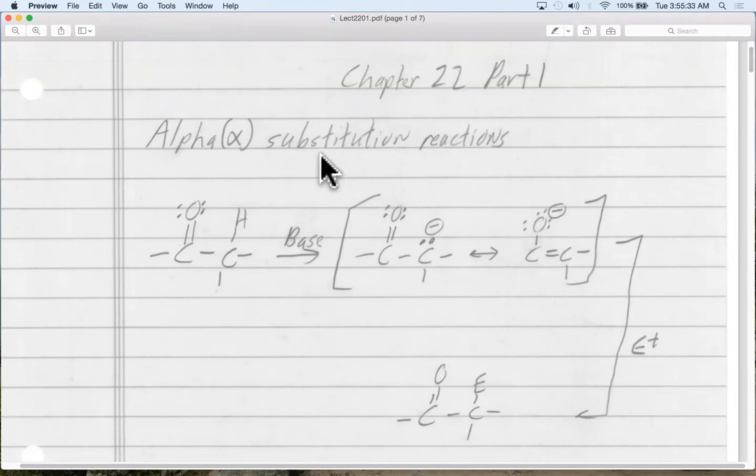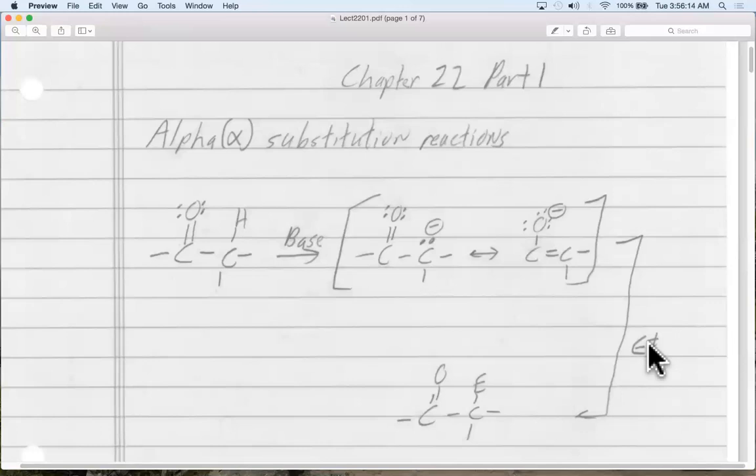If we look at an alpha substitution reaction, what happens is that a hydrogen on the alpha carbon, the alpha to the carbonyl, is replaced with something else. The way this reaction occurs is that a base comes in and pulls off that hydrogen. Now, normally that hydrogen is not very acidic, but if we look at what happens when that hydrogen leaves, remember it leaves its electron pair behind, this structure is resonance stabilized. So therefore that hydrogen is a little more acidic than what we would normally expect.